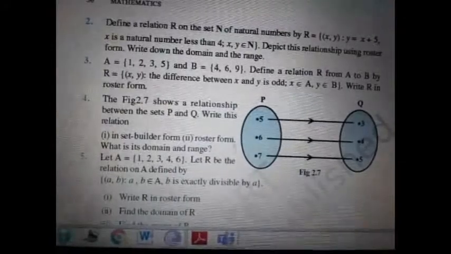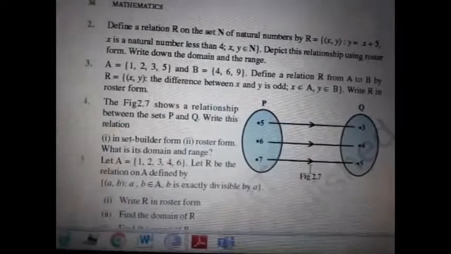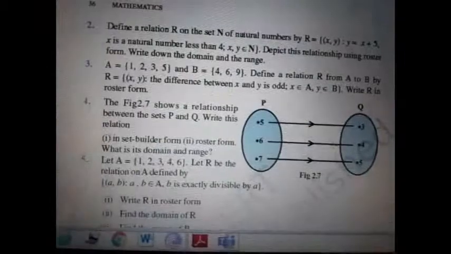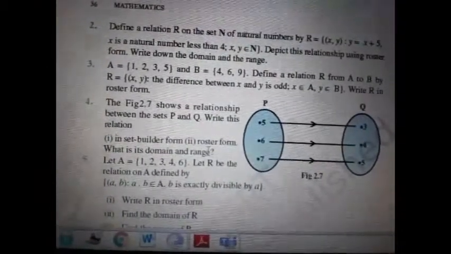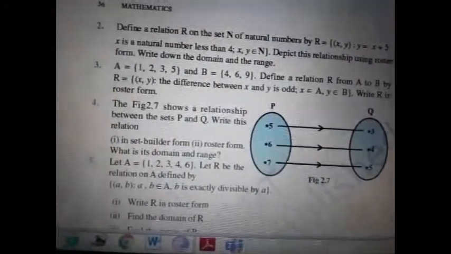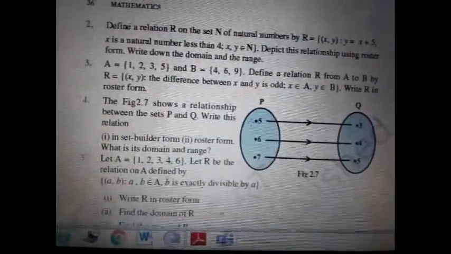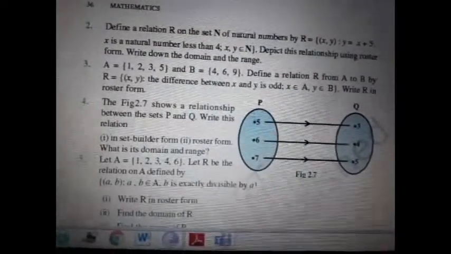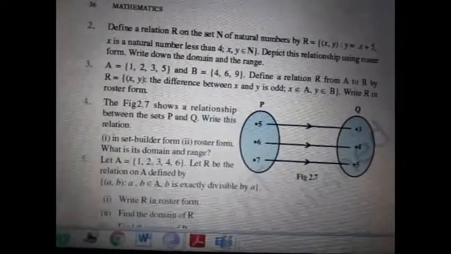Now they have given you an arrow diagram depicting some relation between two sets P and Q. They asked you to write this relation in set builder form and roster form, and also what is its domain and range. On seeing this arrow diagram, you can find some relationship between the elements of P and Q. See, the elements of P are 5, 6 and 7. The elements of Q are 3, 4 and 5. If you see, 5 is mapped to 3, 6 is mapped to 4 and 7 is mapped to 5.